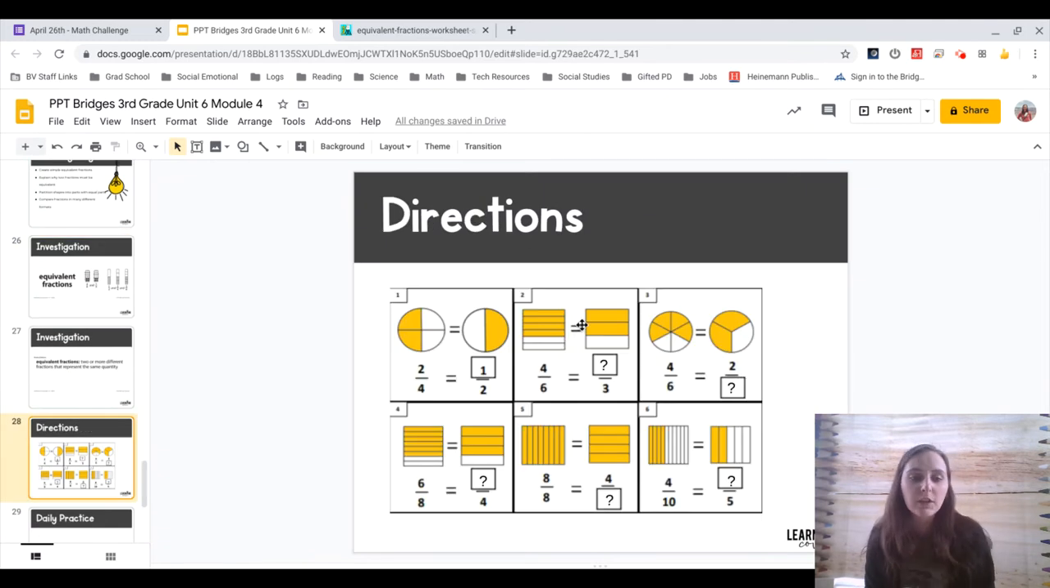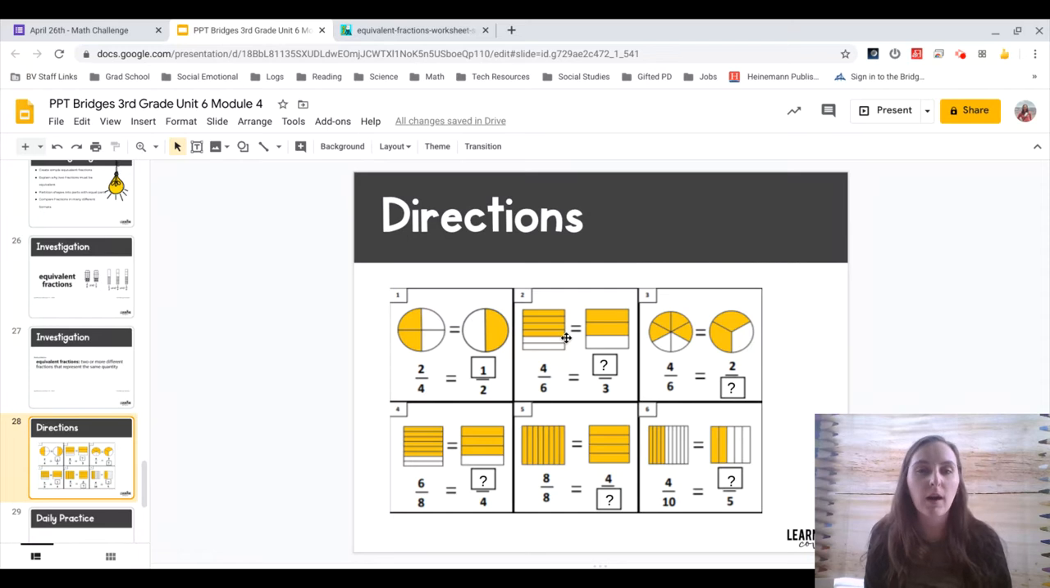So I just have a couple more examples here looking at how the shading is the same amount, but the pieces are different. In this case, both of these fractions are equivalent. I'm getting the same amount of pizza. However, this pizza is split into 4 and this pizza is only split into 2. So that tells me that 2/4 is equal or equivalent to 1/2.